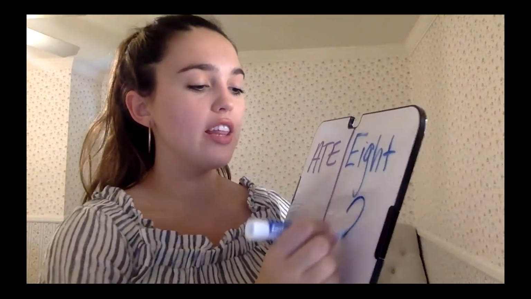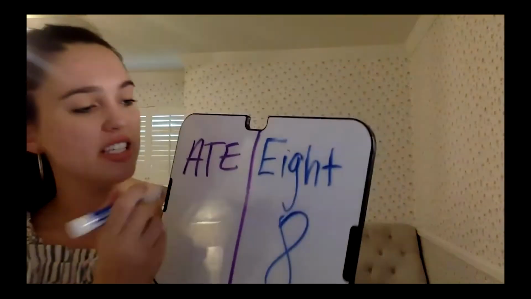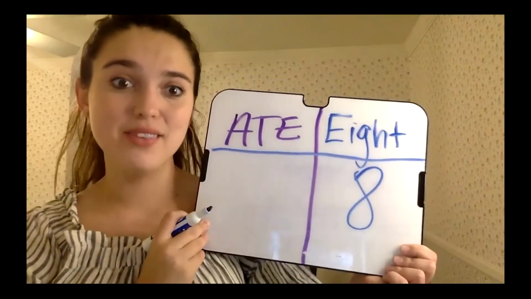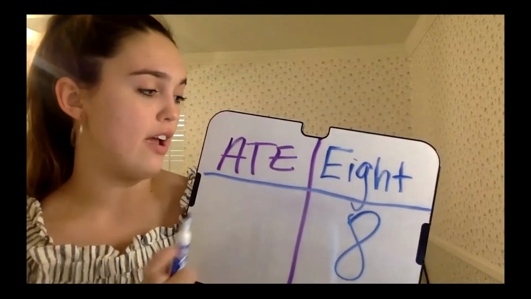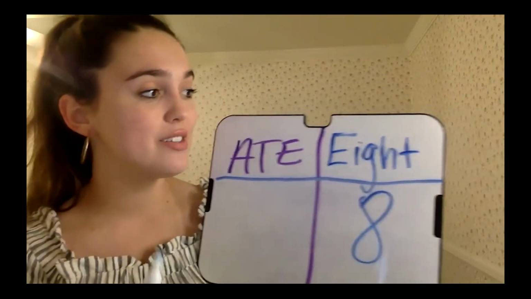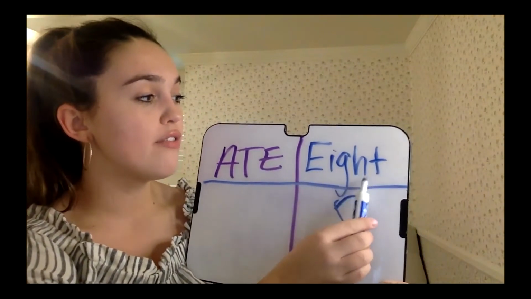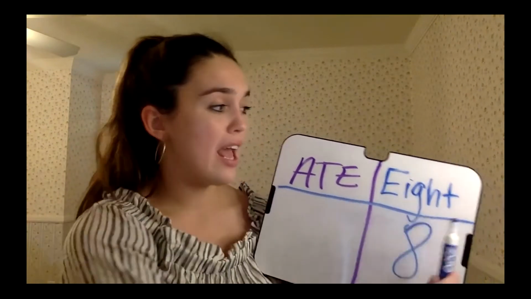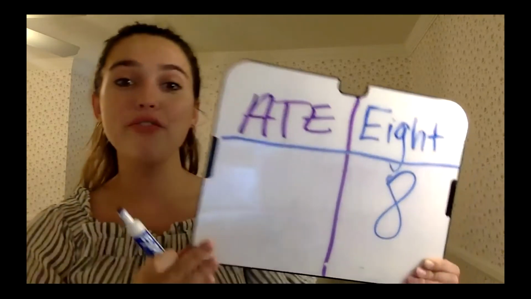So when you look at these two words, are they spelled anything alike? No, they're actually very different. In fact, this one only has three letters, and this one has one, two, three, four, five letters. This one starts with an A, this one starts with an E, this one ends with a T, and this one ends with an E. It feels like they couldn't be any more different, but somehow they make the same sound when they are pronounced.